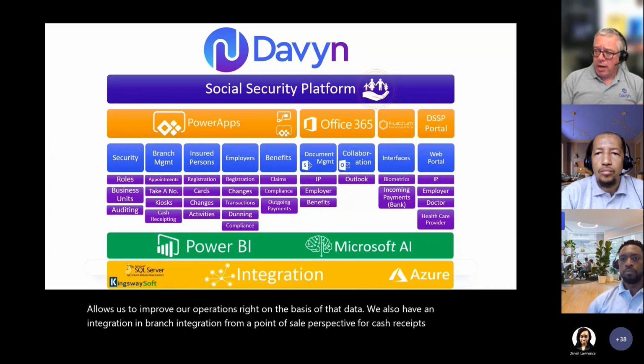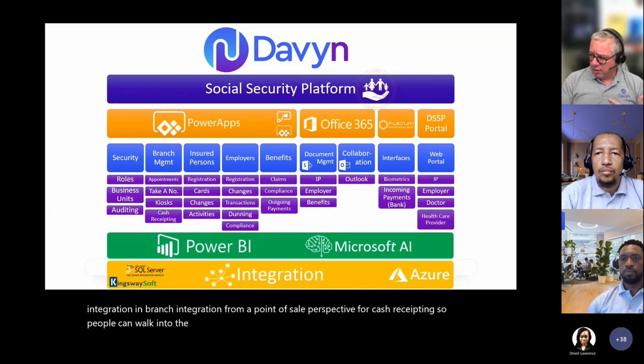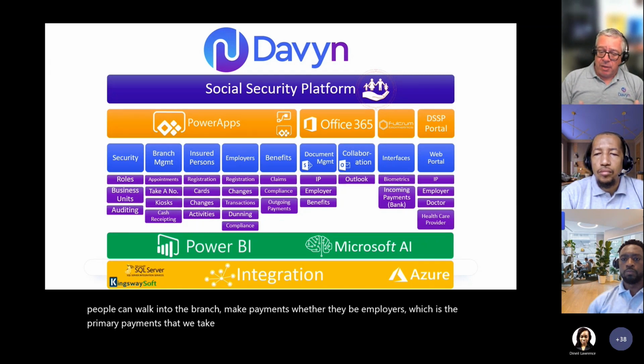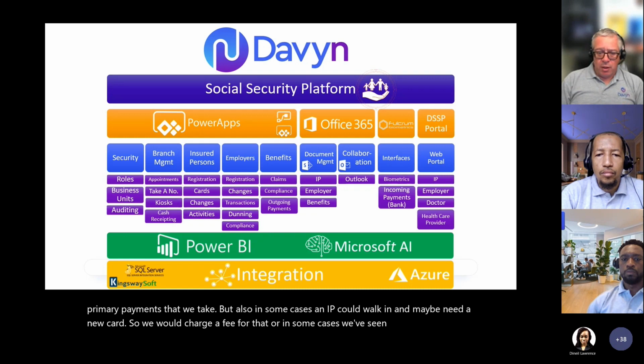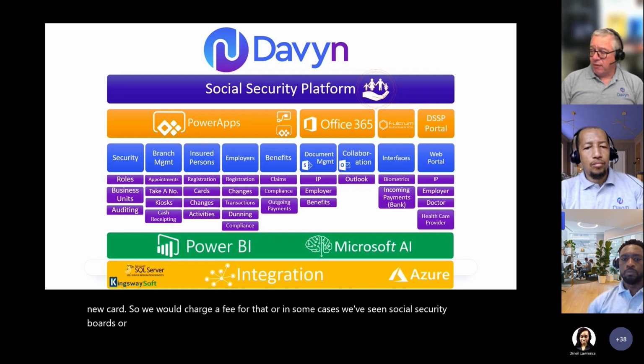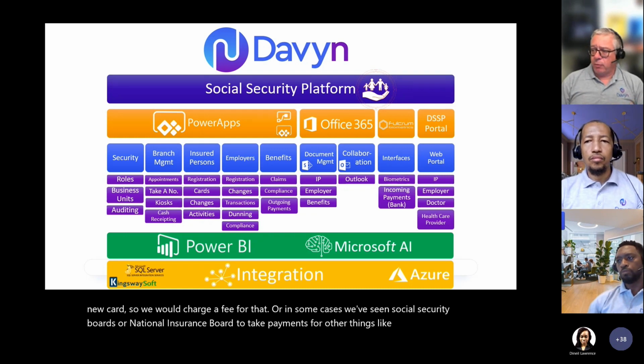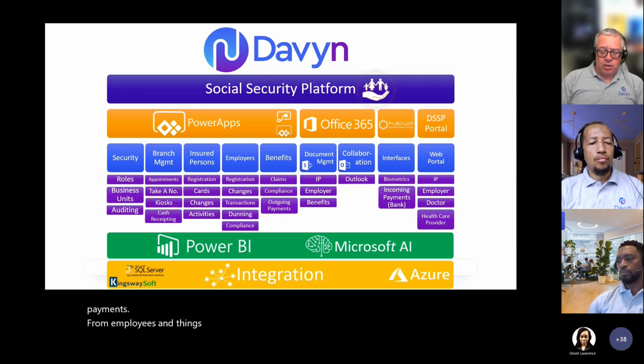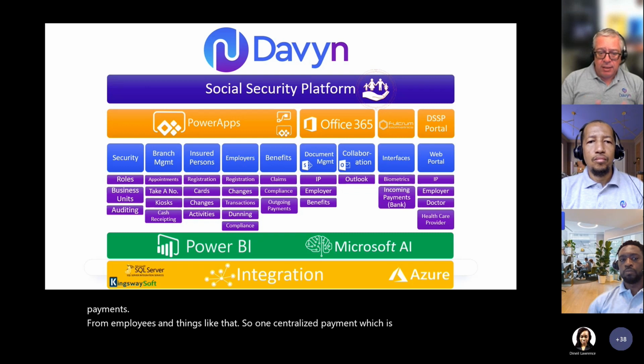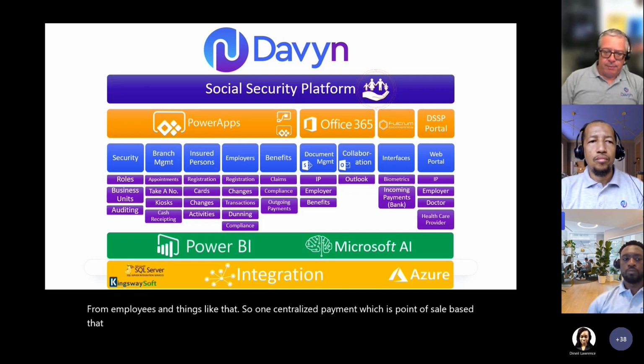So people can walk into the branch and make payments, whether they be employers, which is the primary payments that we take, but also in some cases an IP could walk in and maybe need a new card. So we would charge a fee for that. Or in some security boards or national insurance boards take payments for other things like rent or loan payments from employees and things like that. So one centralized payment, which is point of sale based, that feeds into the rest of the system.